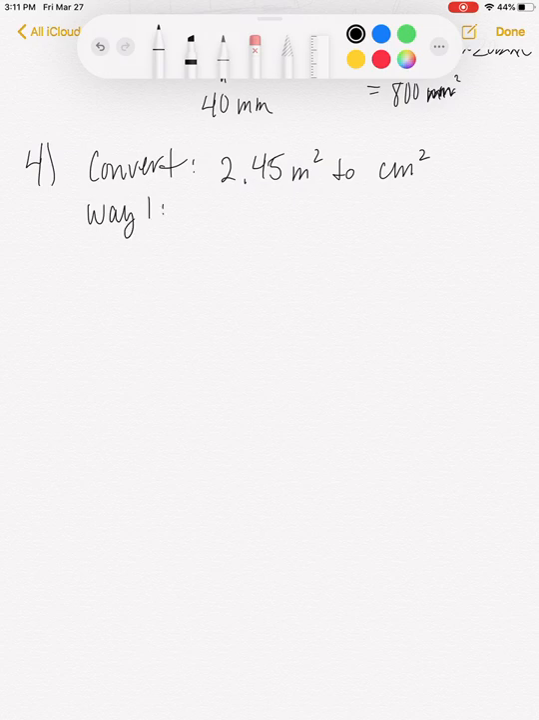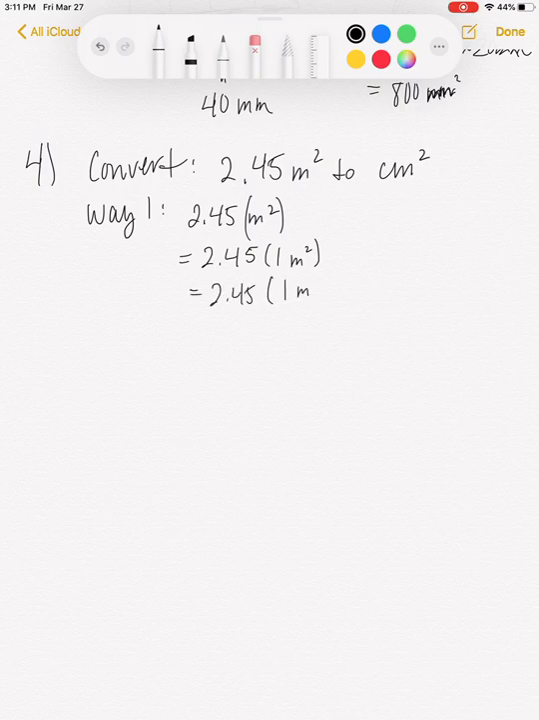But way number 1 is like this, where we start with 2.45 meters squared, and I'm going to separate off my meters squared, and I'm going to say that that is the same as 2.45 times 1 meter squared. And then I'm going to split that meter up to 1 meter times 1 meter. So when I break it down into the length units, I can convert those without even knowing how many square centimeters are in there. So that's pretty handy, right? 1 meter is 100 centimeters. 1 meter is 100 centimeters.